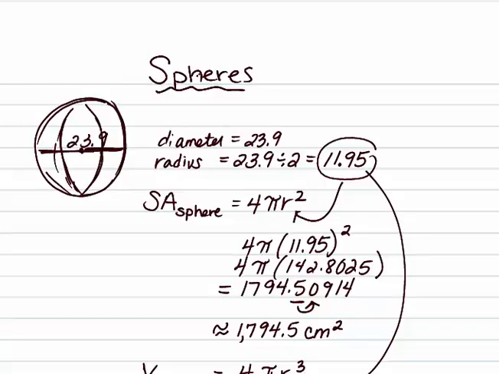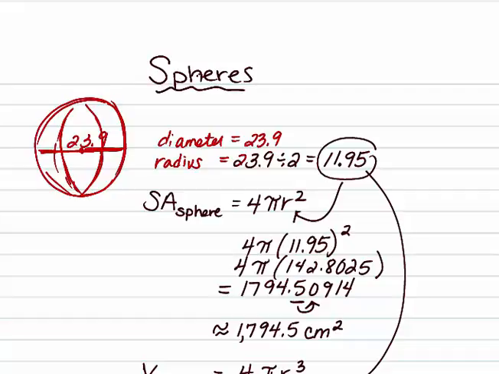So a sphere is kind of like, for example, one of the ones that I gave you was a basketball. It might not be the best drawing of a sphere, but... And if you know the diameter is 23.9, a diameter is just the radius doubled.